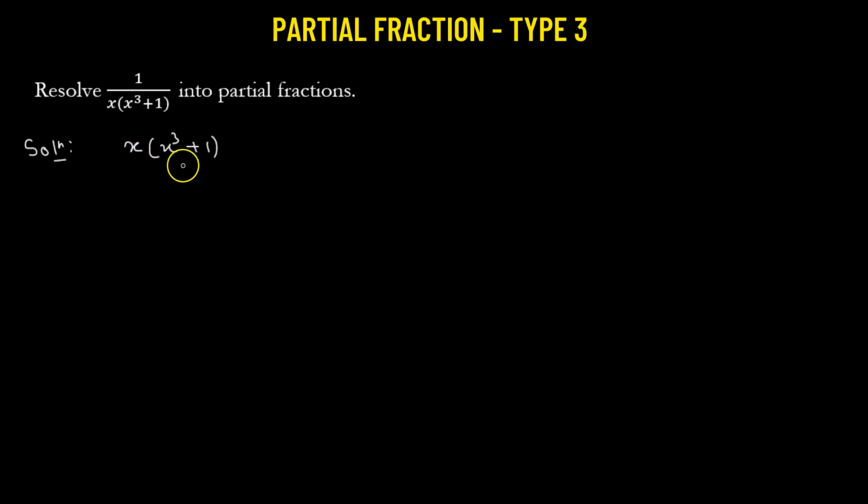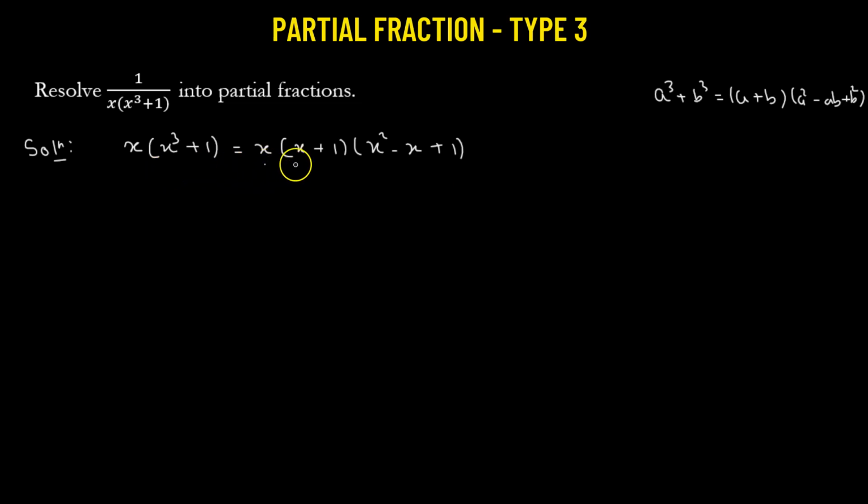But we'll try to further factorize x cubed plus 1. We can use the sum of cubes. We know that a cubed plus b cubed equals a plus b multiplied by a squared minus ab plus b squared. Similarly, we can factorize x cubed plus 1 as x plus 1 multiplied by x squared minus x plus 1. So now instead of 2, we have three factors: x, x plus 1, and x squared minus x plus 1.